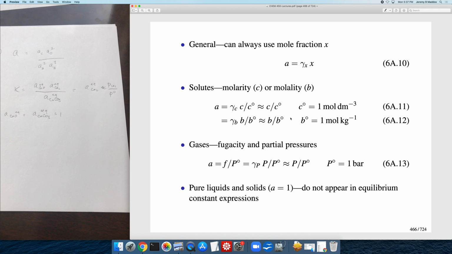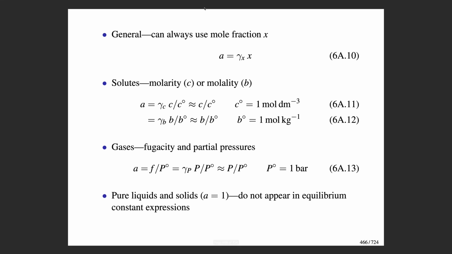So there are many different ways to express equilibrium constants depending on what concentration unit you want to use. A very general way is to express the activity in terms of mole fraction, in which case the activity coefficients you're going to be working with are activity coefficients based upon mole fractions. And so here in this notation, we're giving it a little subscript x to denote that that's what that activity coefficient is based upon.